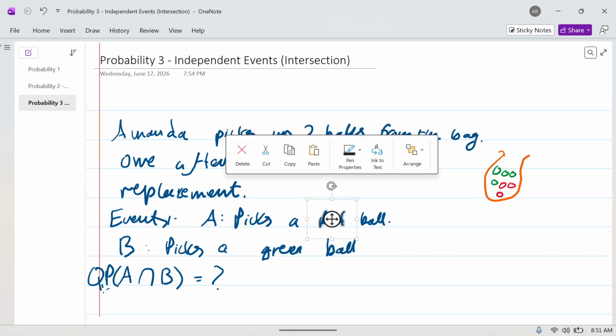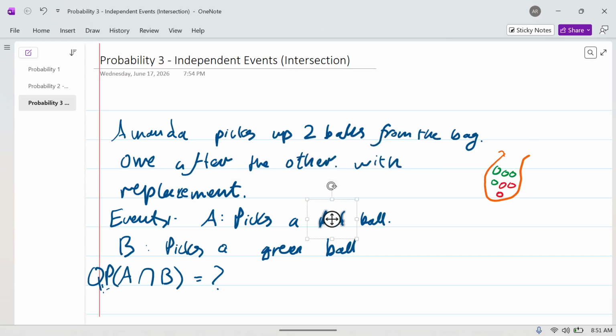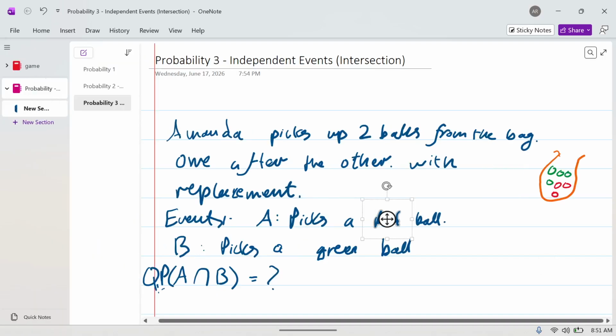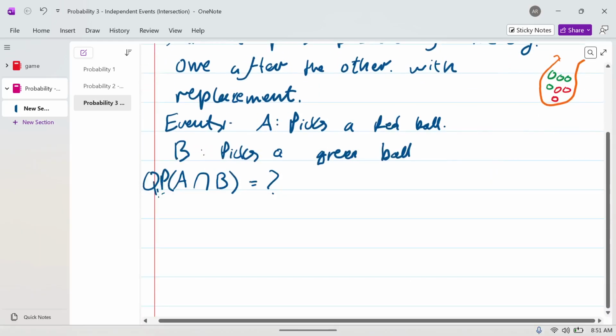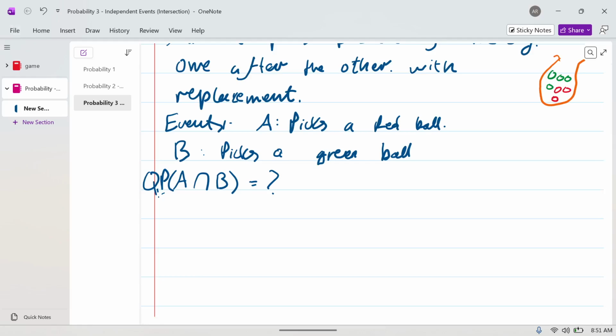And I made a simple bag over here, right? I was trying to choose brown as a color for the bag, but the orange just came up, so I just kind of chose it. So you've got four green balls inside of it, and you've got three red balls inside of it. Okay? Now look, the events we have over here is event A is she picks up a red ball. Event B is that she picks up a green ball, right?